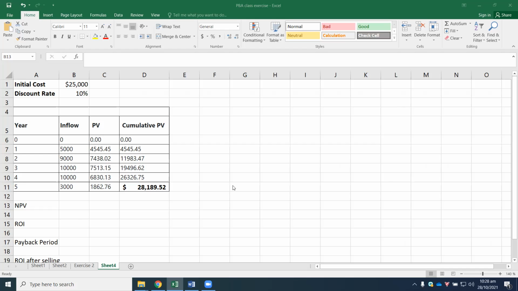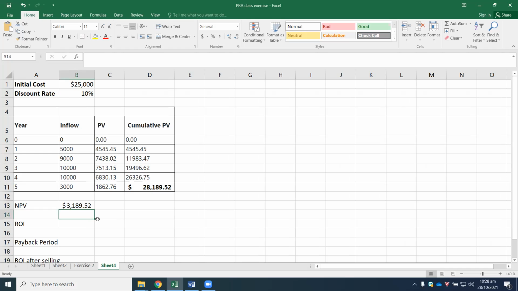To find the net present value, that's pretty simple: equals, I will click on the cell reference D11 here, and minus 25,000. Click on the cell reference B1. So that's your total value, 3189.52. That is your net present value.